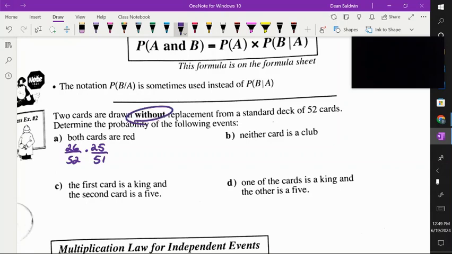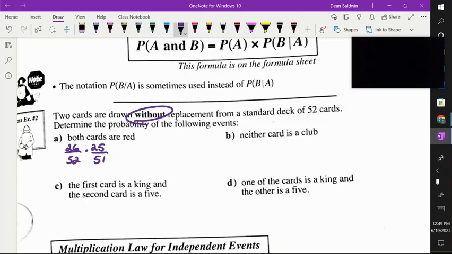That was a replacement. Oh, without. That's crazy. Wait, mine says. No, I'm reading the wrong one. Okay. All right. So probability that both cards are red, 26, and then 25. Pretty straightforward. I'm not going to do the multiplication.